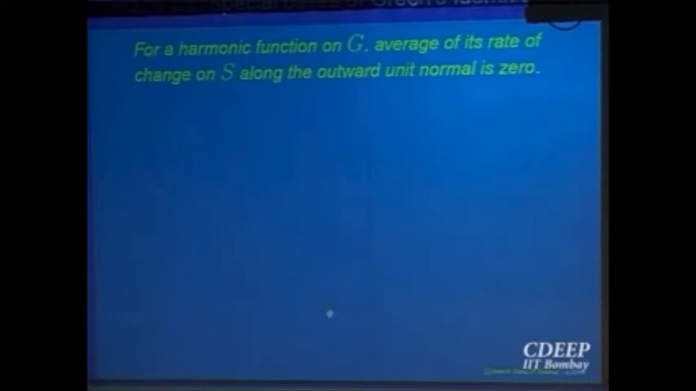This goes by a name, you will probably see it in your physics or some other examples in electrical engineering. So for a harmonic function g, the average of its rate of change along the outward normal is equal to 0. This is called the Laplace theorem, okay? So we will probably see more of it later on. But what I am saying is, the basic idea of Green's identity is that by saying something about the surface, you are able to say something about the inside, or by saying something about the inside, you are able to say something about the properties on the surface.